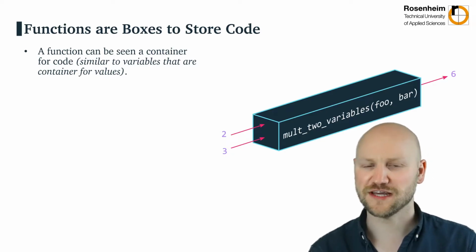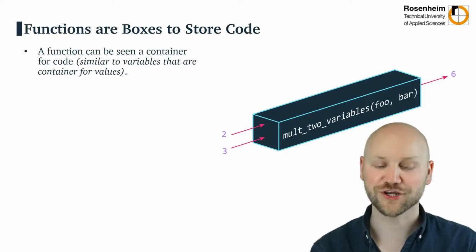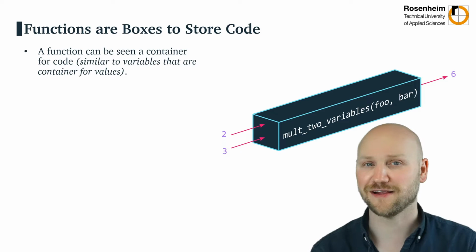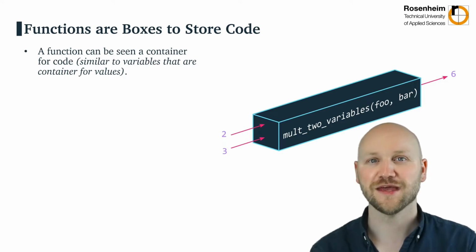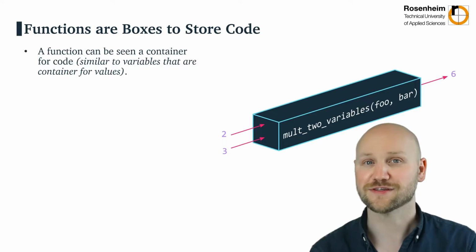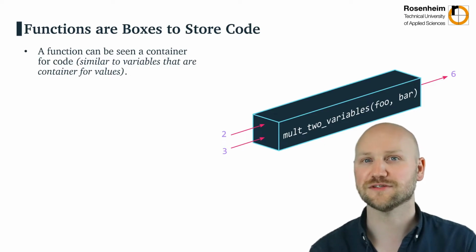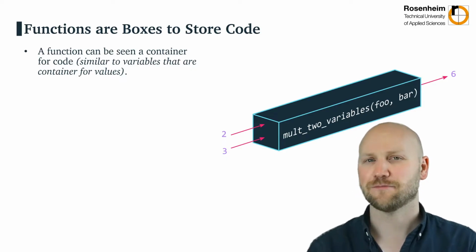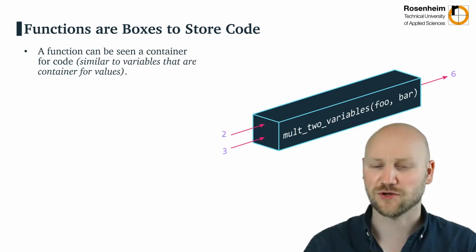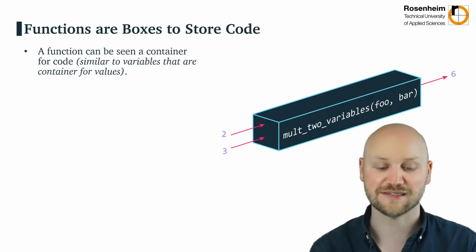This is a container that contains code, and you are pushing some numbers or some other values, you can also push strings, floats, integers, whatsoever, to a function. And then there is code doing something with these so-called arguments that you put into the container, calculating something, processing your information, and what goes out is the so-called returned value. In this case it's a 6.